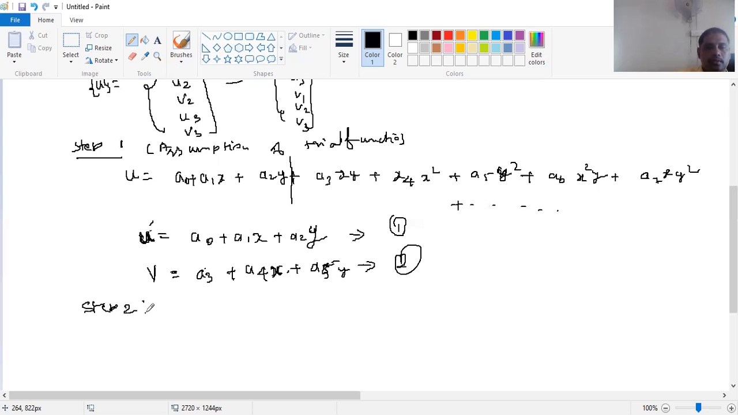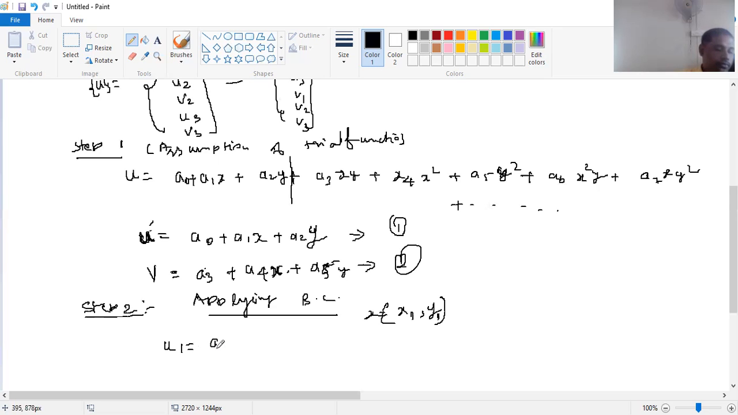Step number 2 is applying boundary condition. What is the boundary condition here? At x comma y, if you assume the coordinates x1 comma y1 is the first coordinates at node number 1, what could be the corresponding deflection value? So you will get u1 is equal to a0 plus a1 x1 plus a2 y1.